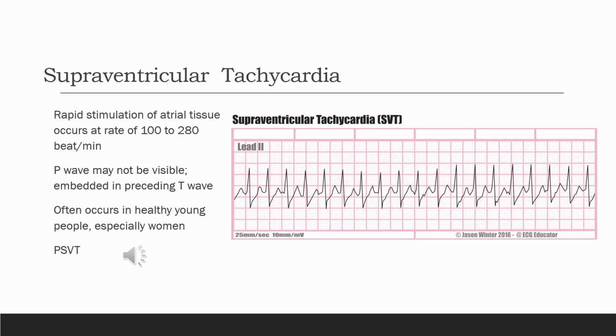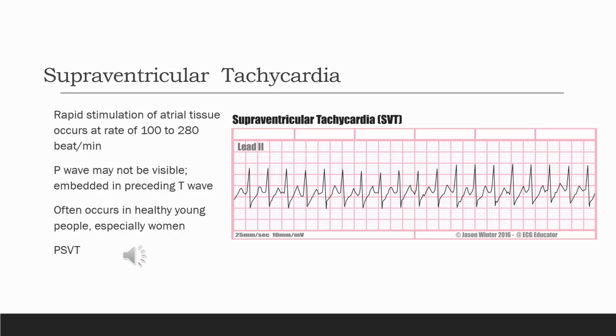First, to understand what's happening, let's break down the name. The name itself gives us clues about the condition. Supra means above. Ventricular refers to the ventricles. And tachycardia means a fast heart rate. So SVT originates above the ventricles, typically in the atria or even sometimes the AV node, and it leads to a very rapid heart rate.